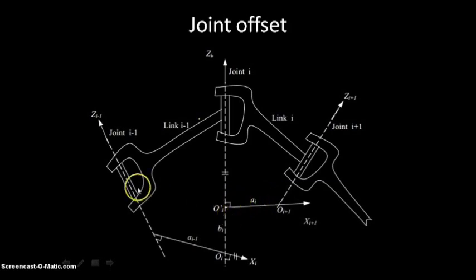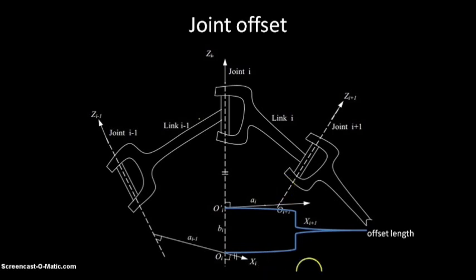Now, these joint axes, or the lines Z_i, Z_i-1 and Z_i+1, are not two-dimensional lines but three-dimensional. So there is always a normal between any two three-dimensional lines unless they intersect at a point. So now the joint offset is the length between O_i' and O_i. You need to visualize it in a three-dimensional space.